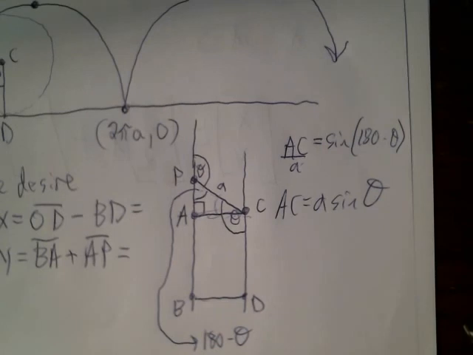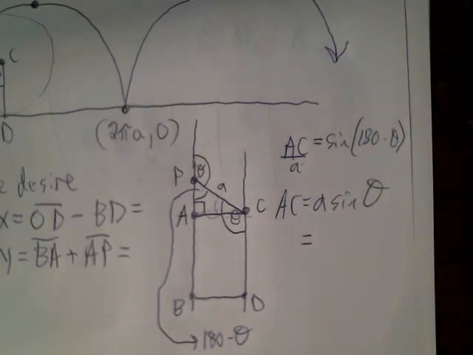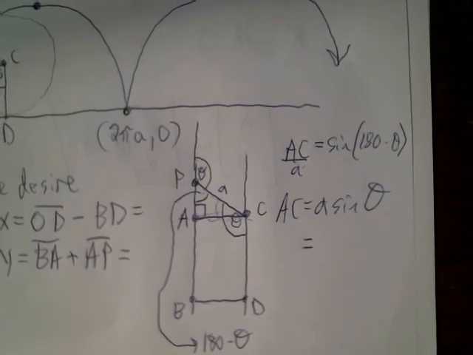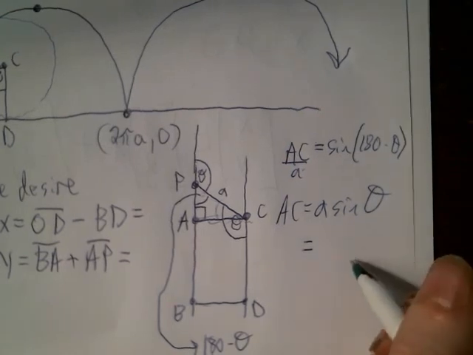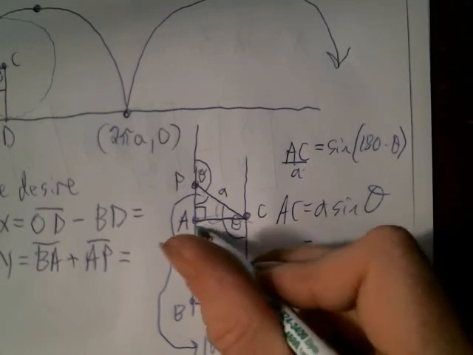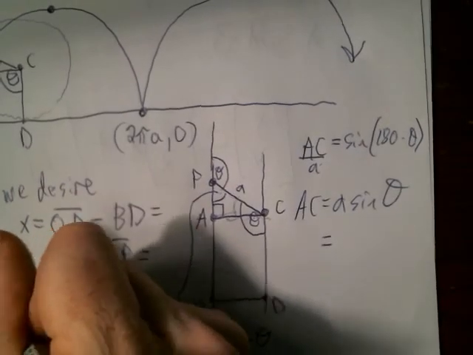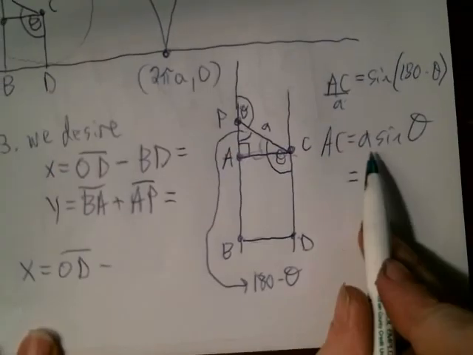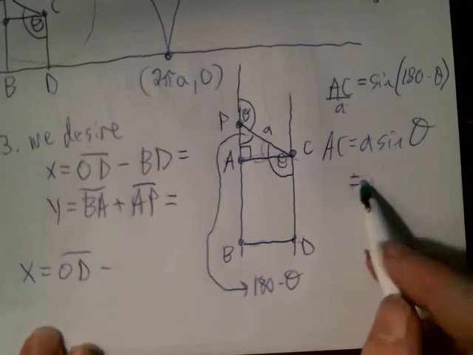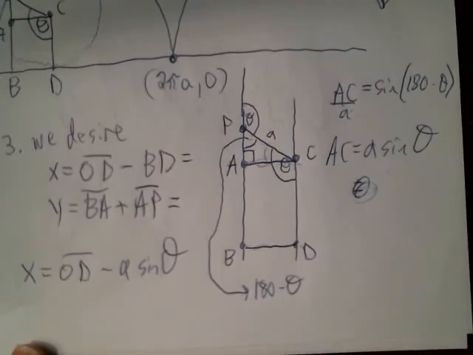Okay. Great. So what? Well, now I can say that I know what BD is, because AC is the same as BD. So for the X formula, now I have X equals OD minus this formula here, a sine theta. I don't need to go any further. Right? So minus a sine of theta.